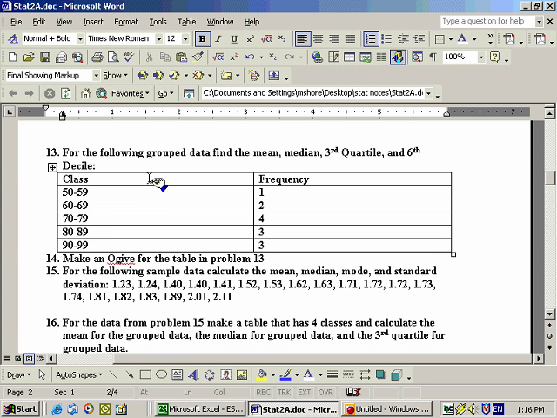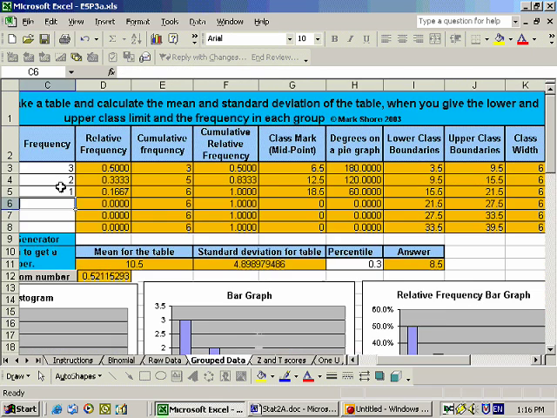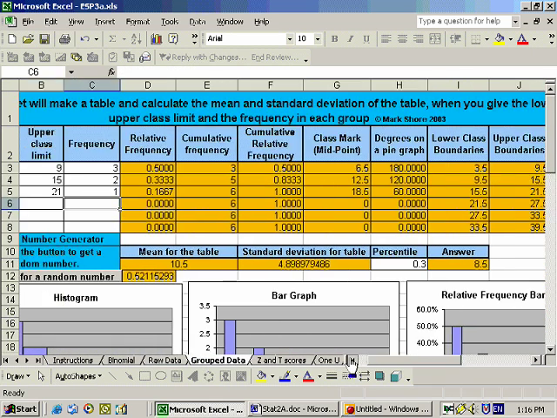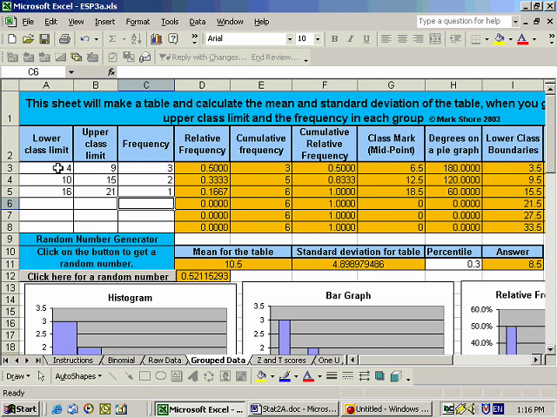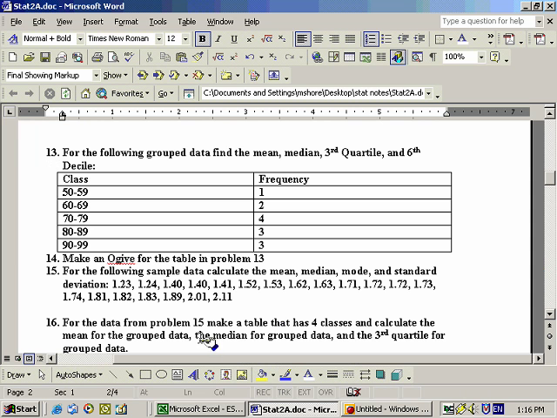Okay, this gives you grouped data, 50 to 59 and so on, and it gives you the frequency, and it says to make an ogive. So we would just put this data into the Excel sheet under group data, and we would put in our values like 50 to 59 and the frequency, and just keep that rolling there, and we would get our ogive down below.